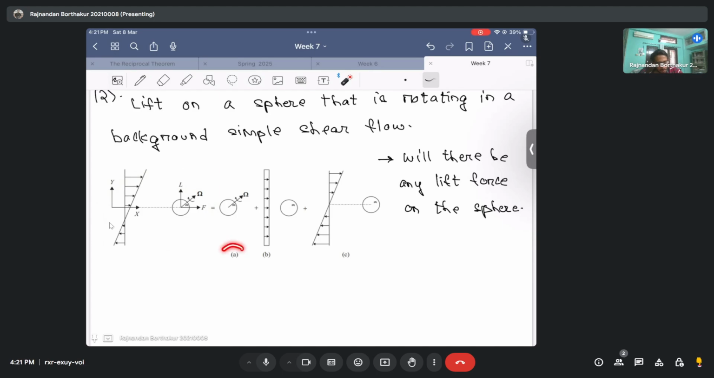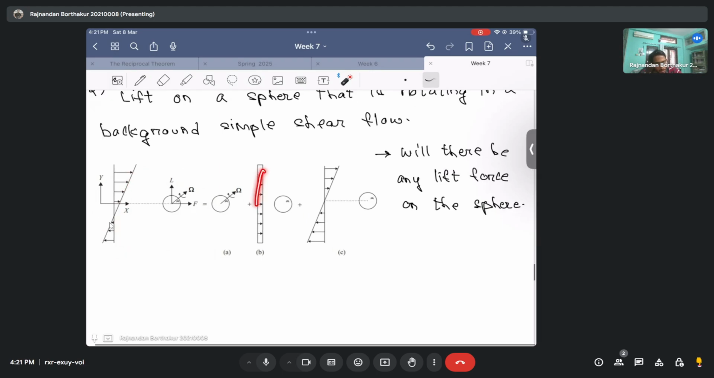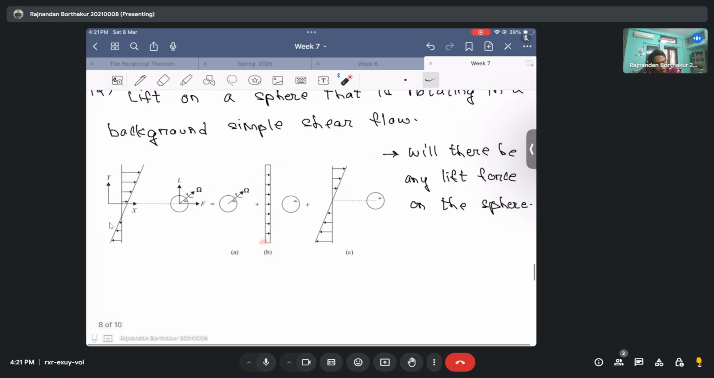I'll call these individual problems A, B, and C, as you can see from the screen. The first problem is just a sphere rotating in a stationary fluid. The second problem comes from the decomposition of the shear flow: the shear flow is decomposed into a uniform flow, plus a pure shear flow which doesn't impart any kind of lateral motion to the sphere, because the sphere center and the center of the flow coincide with each other. Those are the other two decompositions.